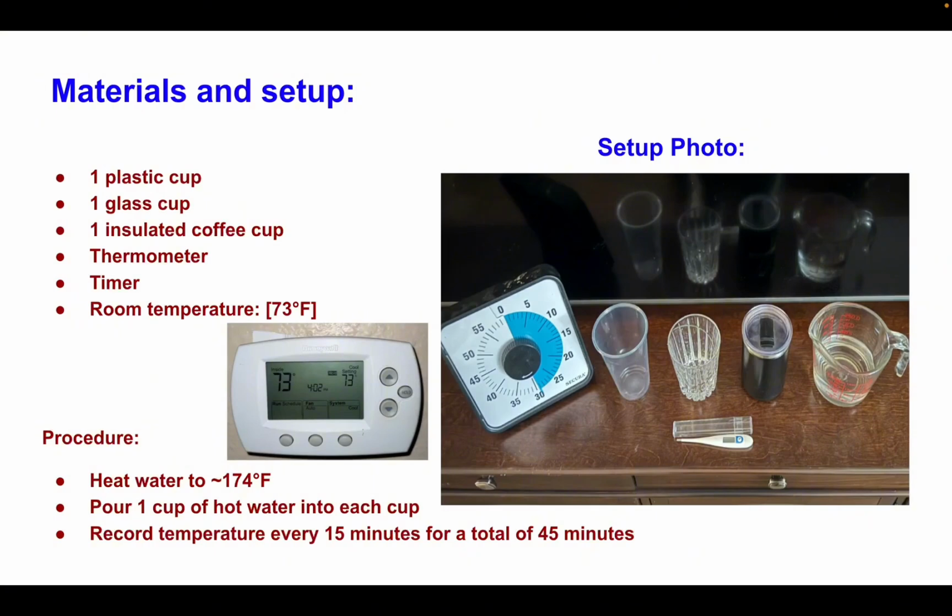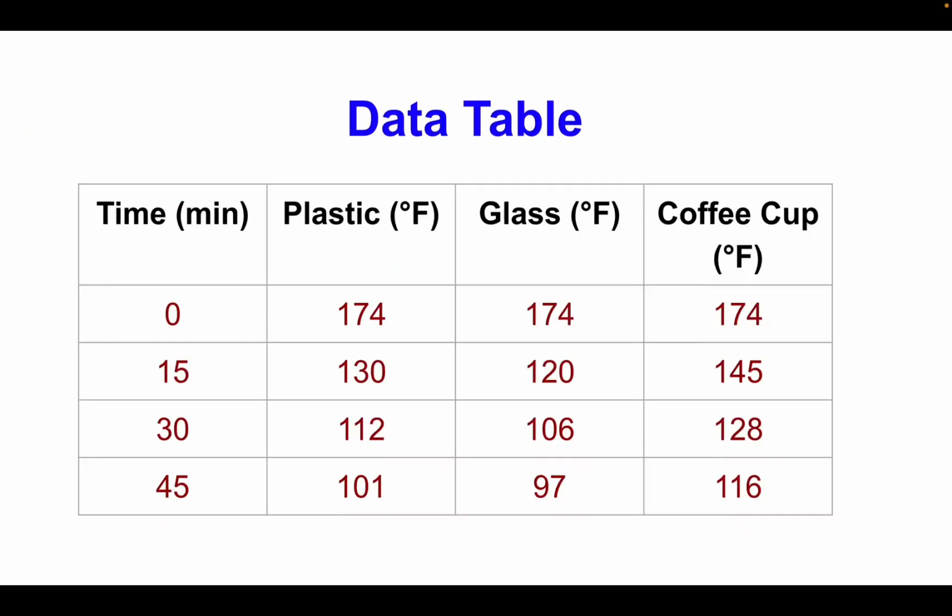For the materials and setup, I had a plastic cup, a glass cup, and an insulated coffee cup. I used a thermometer, a different one later on in my experiment, because this one was in degrees Celsius and I needed Fahrenheit. I also used this timer to time out the 15 minutes at a time for each of those timestamps.